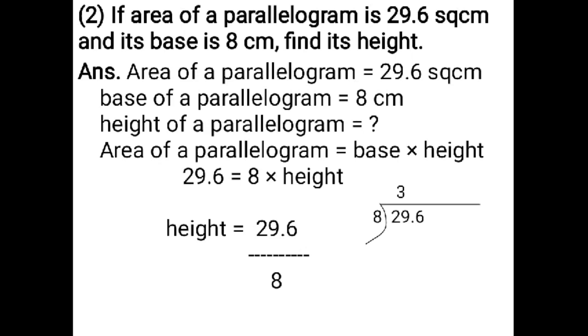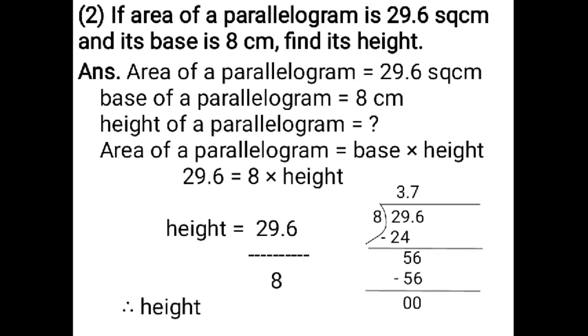8 3s are 24. 29 minus 24 is 5. One digit you have to bring down. Before you bring one digit down, there is a decimal point. The decimal point you have to put in the quotient place. And then you have to bring one digit down. 8 7s are 56. 56 minus 56 is 0. Therefore, height is equal to 3.7 centimeter.